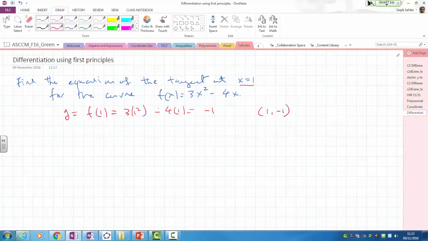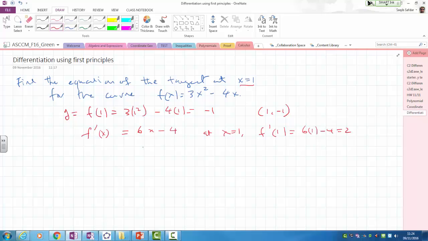How do you write that in f(x) notation? f prime x is your dy over dx. And what do you get when you differentiate it? 6x minus 4. So when x equals 1, f prime of 1 gives you what? 2. So 6 times 1 take away 4 and you end up with 2.